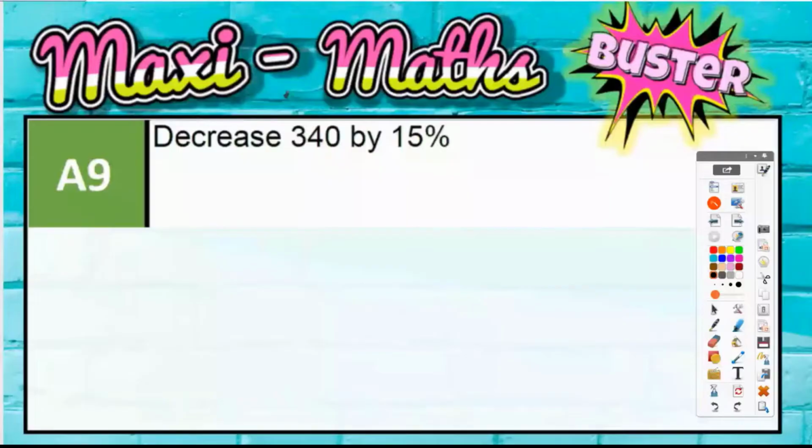Question A9, decrease 340 by 15%. Now, I'm actually going to do this two different ways. The reason for that is because there's an easy way of doing it, but that easy way probably only works for more straightforward percentages like 15%. And I'm going to do a slightly more sophisticated way that will work for any percentage, even if it was like 17% or 19% or 23%, etc.